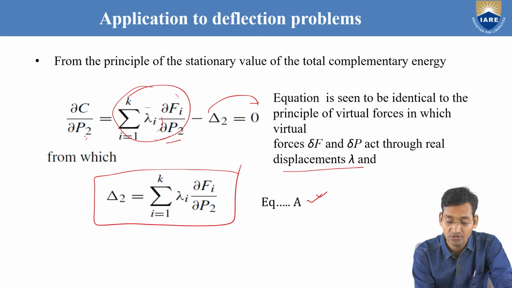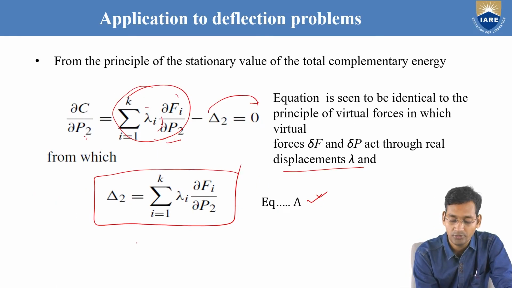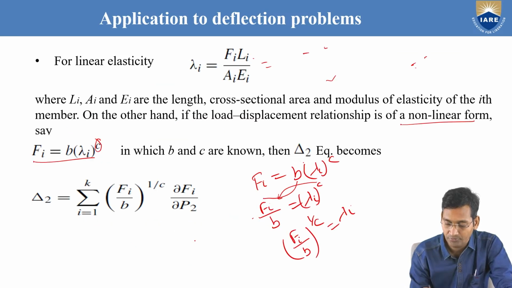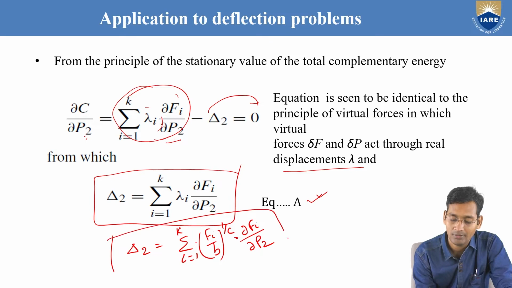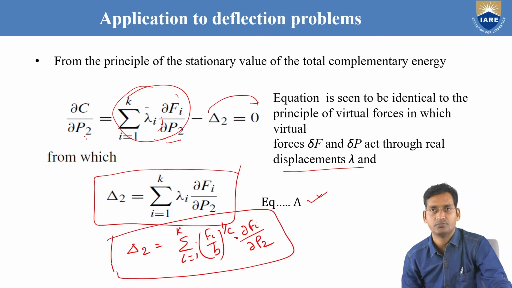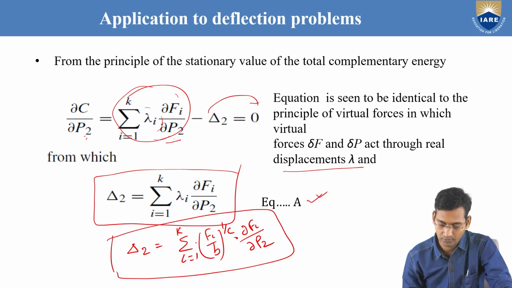Now what we have is the delta equation here. So put that value here. After putting it, we will get delta 2 equals sigma I equals 1 to K of the lambda value we got here, Fi by B power 1 by C, into dou Fi by dou P2. So now this will be the delta 2 value.